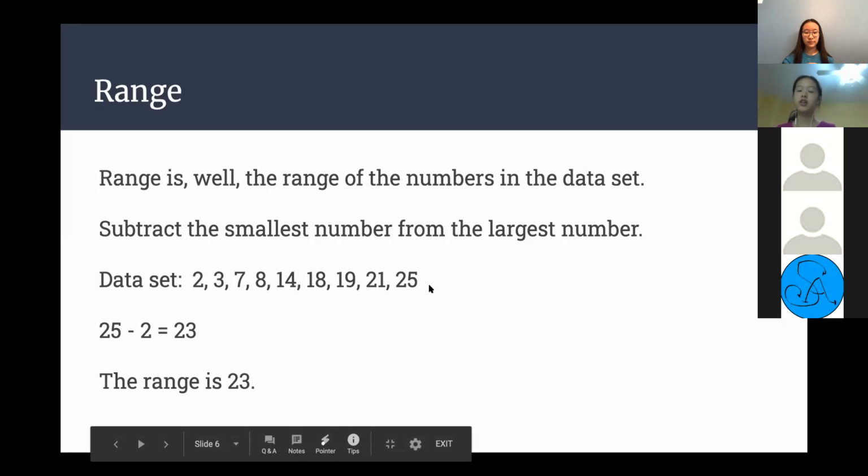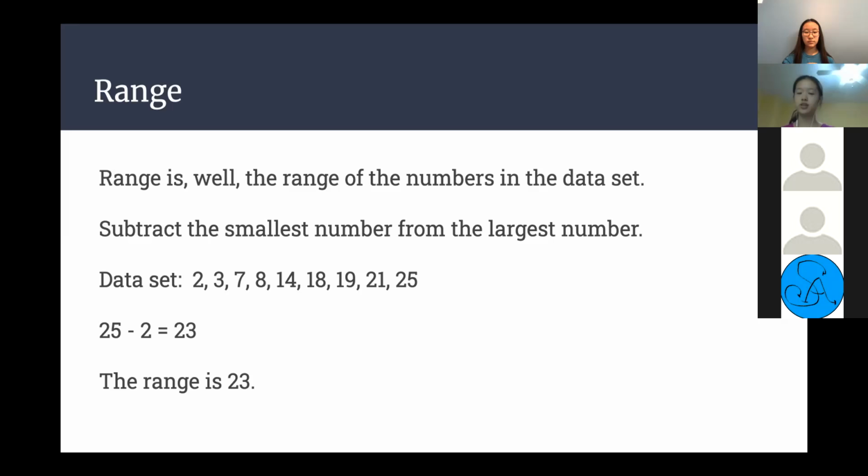And range. Range is the spread of the numbers in the data set, and it's basically the biggest number in the data set minus the smallest number in the data set. So in this example data set shown here, the biggest number would be 25, and the smallest number would be 2. So the range would be 25 minus 2, 23.